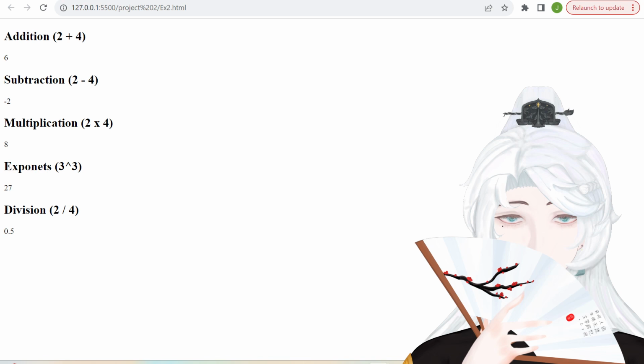As shown here, 2 plus 4 is 6, which was correct. 2 minus 4 is -2. 2 multiplied by 4 is 8. 3 to the power of 3 is 27. 2 divided by 4 is a half, which is 0.5, which were all what we're supposed to be expecting.